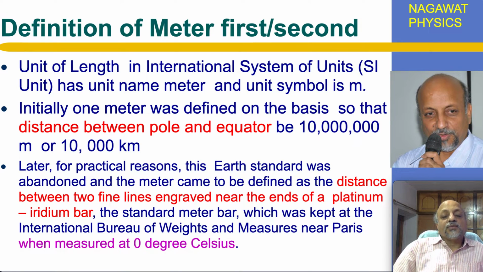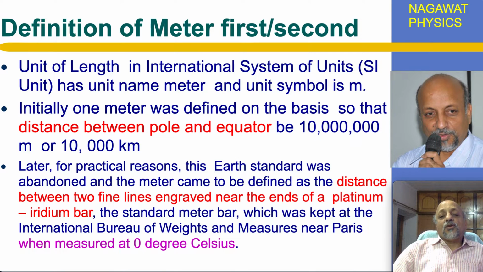So for practical reasons, the earth standard was abandoned and a new definition of the meter was introduced. That definition is not the current one, but it was new at that time. The meter was defined as the distance between two fine lines engraved near the ends of a platinum iridium bar, the standard meter bar, which is kept at the International Bureau of Weights and Measures office near Paris. The length of a solid depends upon the temperature, and therefore it was specified that the length should be measured at 0 degrees Celsius.